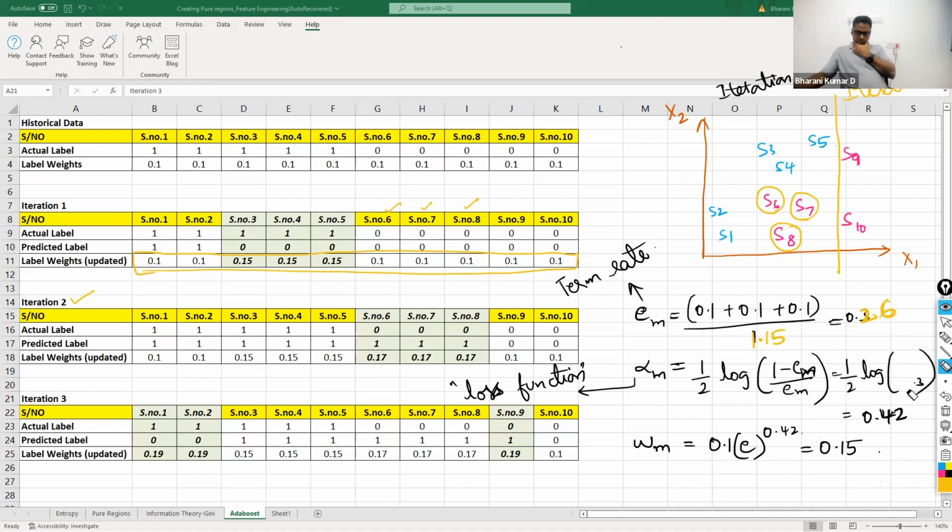Since you get 1.26, you say 1 minus 0.26, sorry, 0.26 divided by 0.26. When you solve it, you get 0.52. Then 0.1 into e raised to the power 0.52. How much would you get? 0.17.